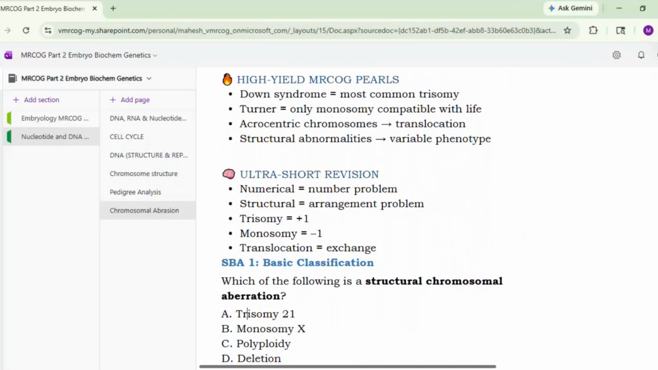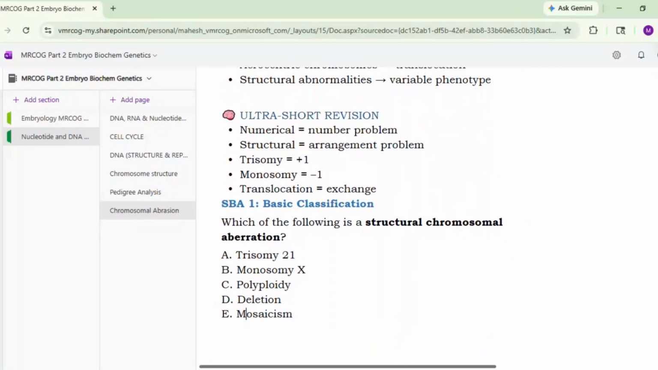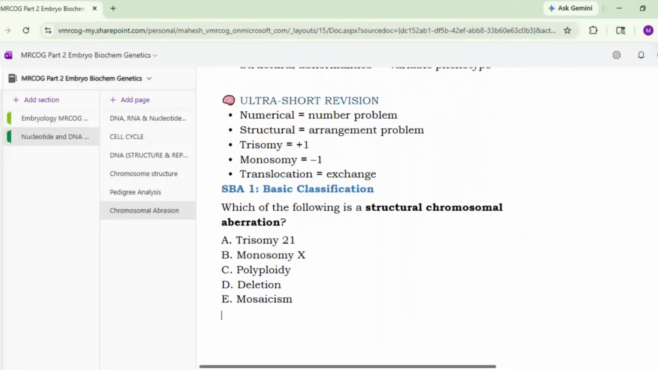We have a few SBA questions. Doctor, can you please try? Dr. Sansi or Dr. Monica, who wants to try? Yes, sir. Go ahead.